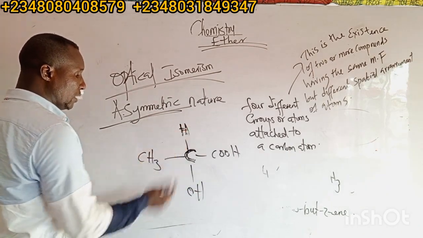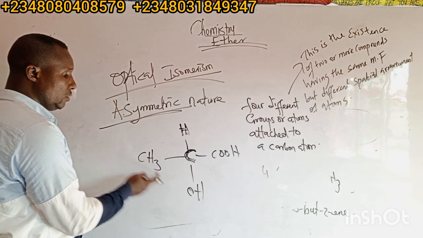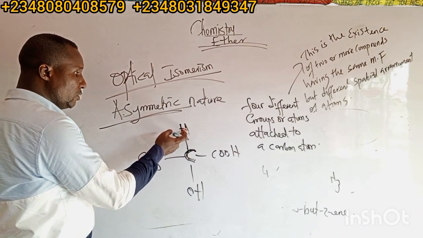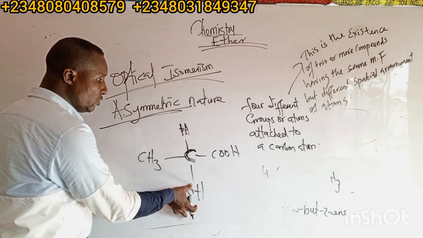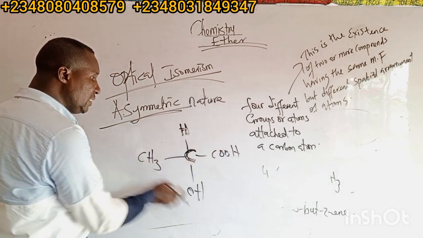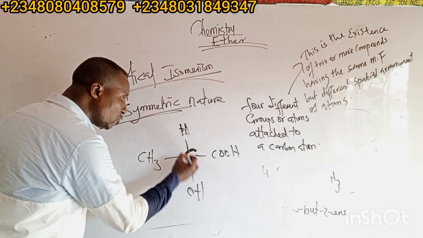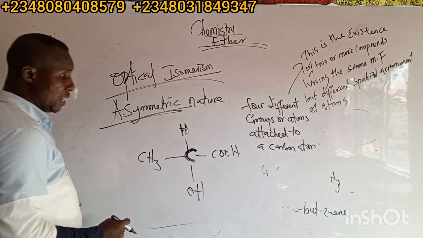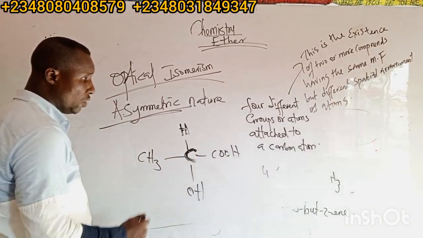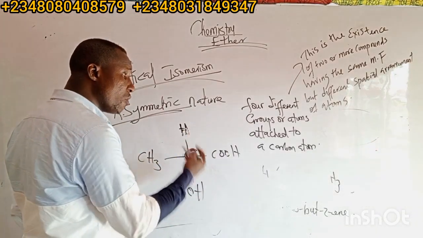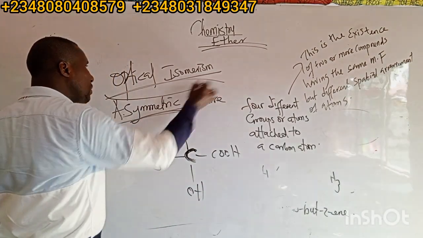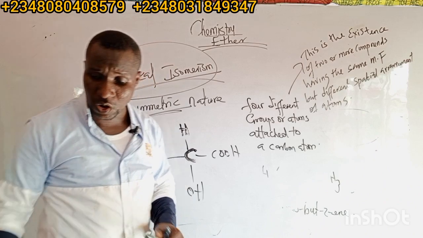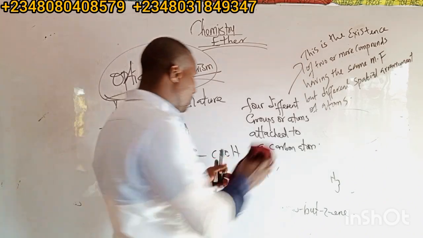This is a hydrogen atom. This is methyl. This is hydroxy. This is carboxy. That means hydrogen, methyl, hydroxy, carboxy. Four different groups attached to one carbon atom. This is asymmetrical. It is asymmetric in nature. This is the kind of compound that can exhibit optical isomerism.